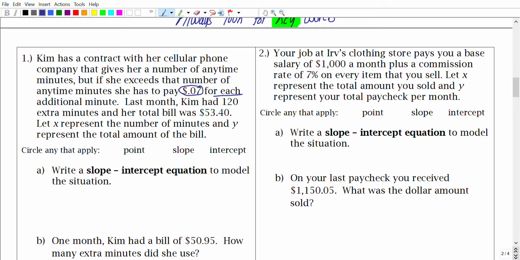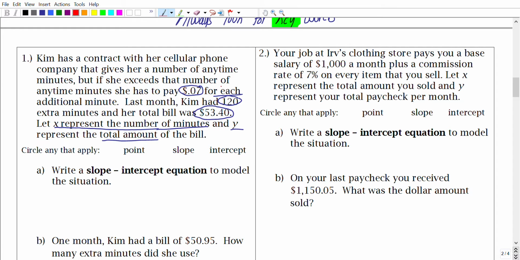Then it says, last month, Kim had 120 extra minutes, and her total bill was $53.40. So 120 minutes, and her bill was $53.40. Notice how those two were in the same sentence. More than likely, we have a point here. Okay? So it says, let x represent the number of minutes, and y represent the total amount. Okay, so let's go ahead and circle anything that we know we were given.